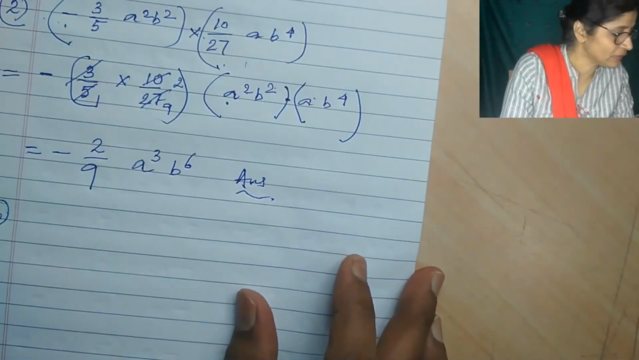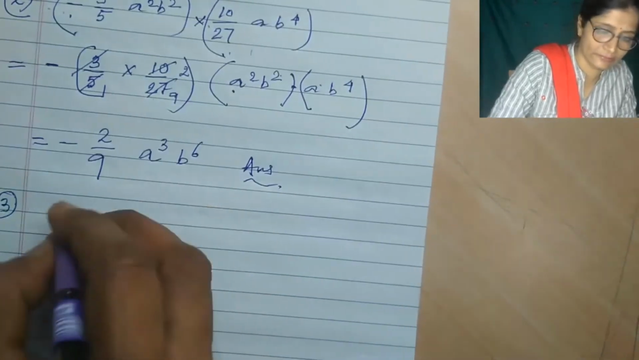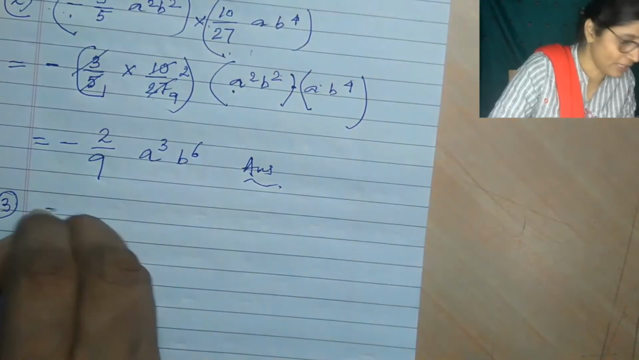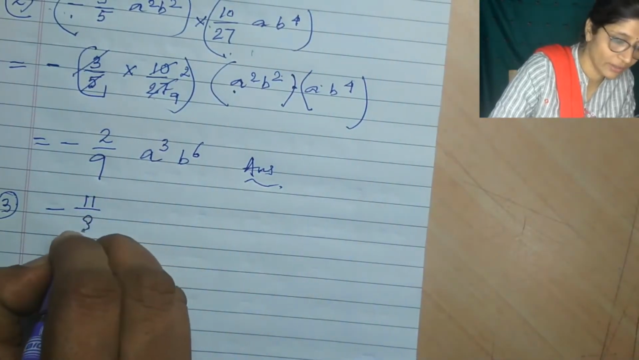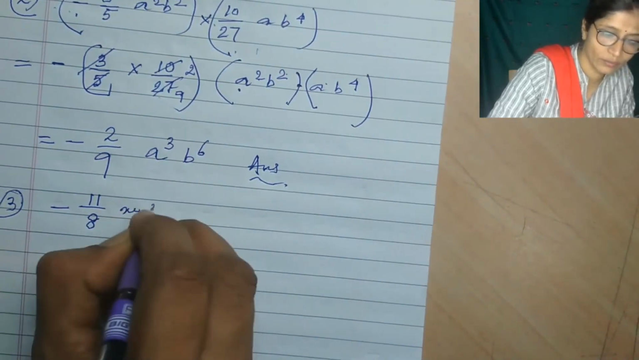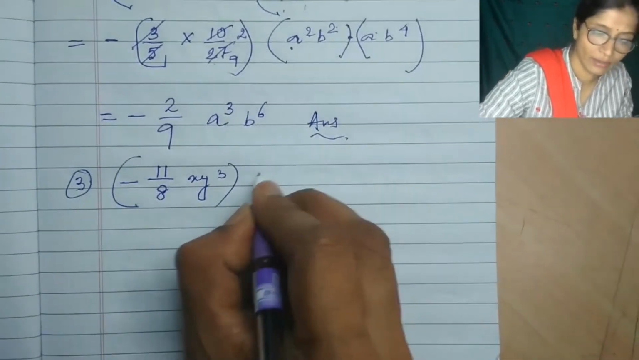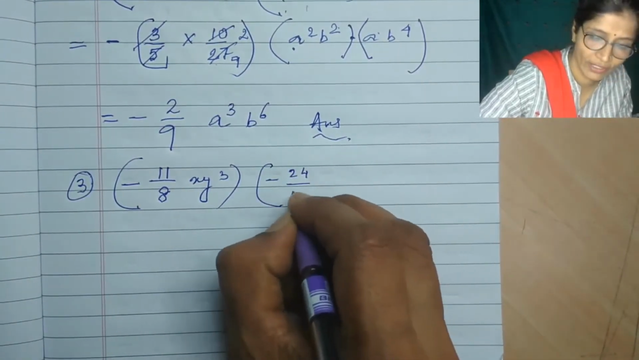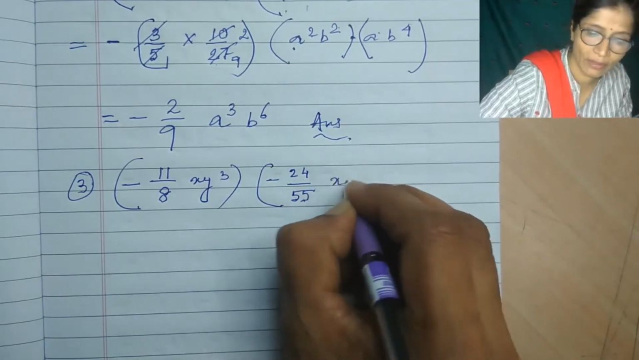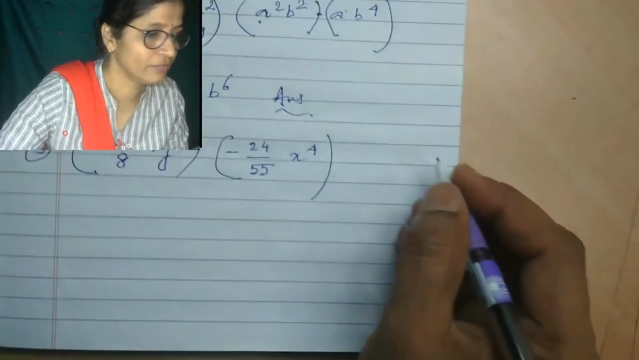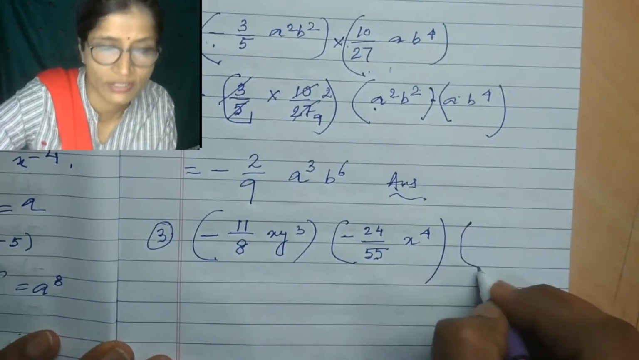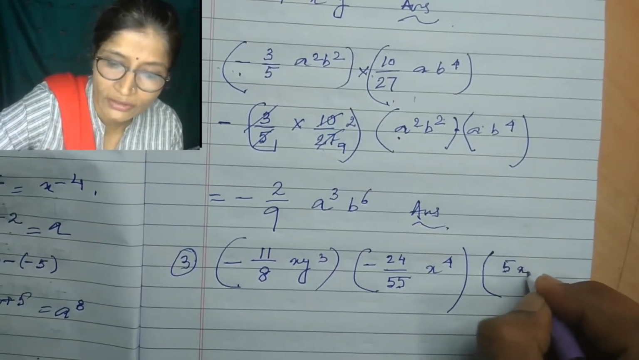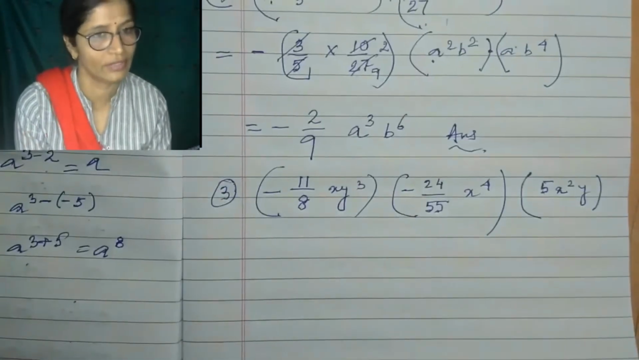Okay, so the sum is that you have to multiply minus 11 divided by 8 x y cube, multiplied by minus 24 divided by 55 x to the power 4, and after that one more term is there. Suppose that is 5 x square y. This term is there. You have to multiply.